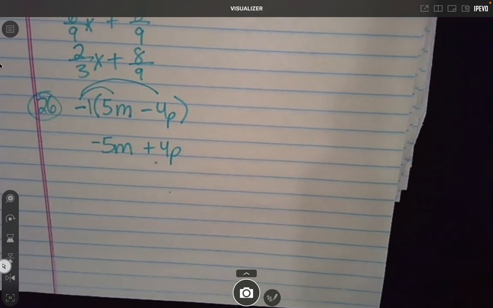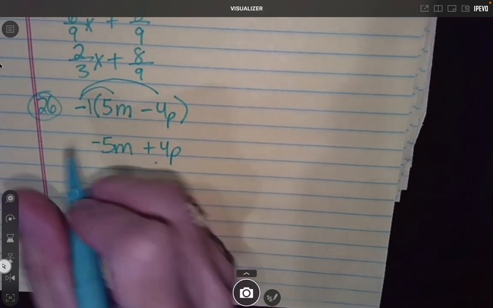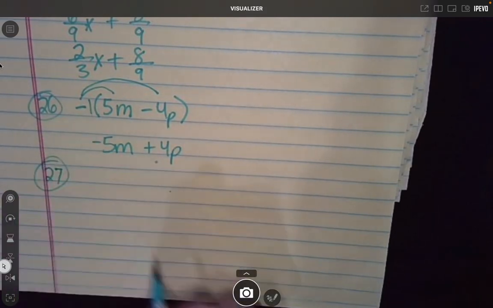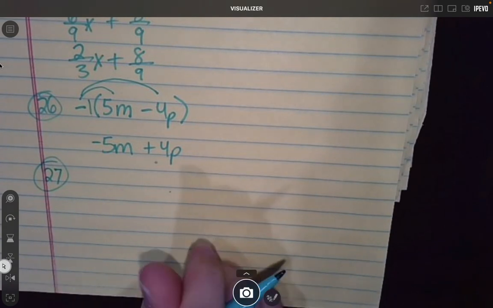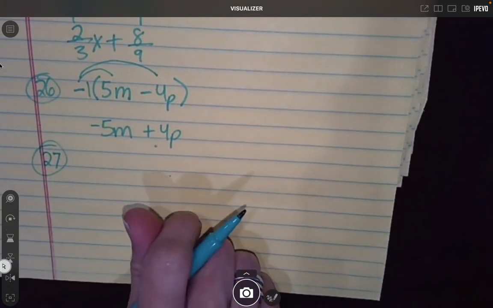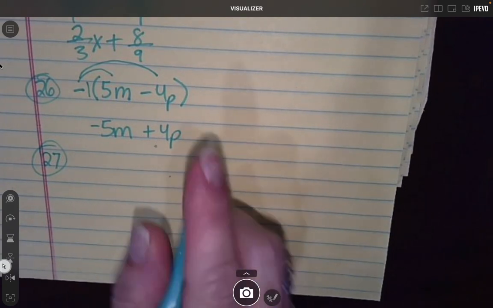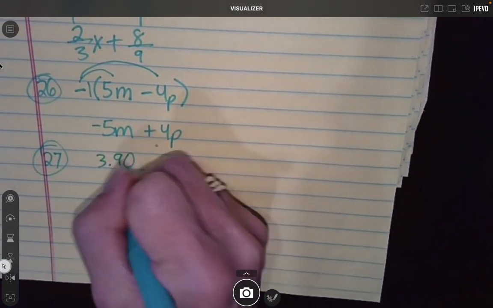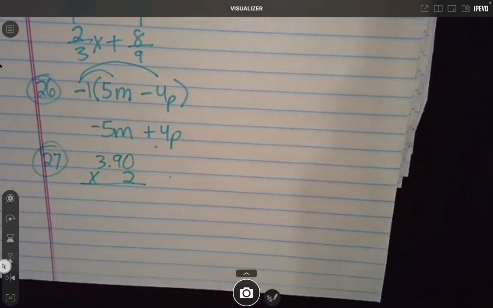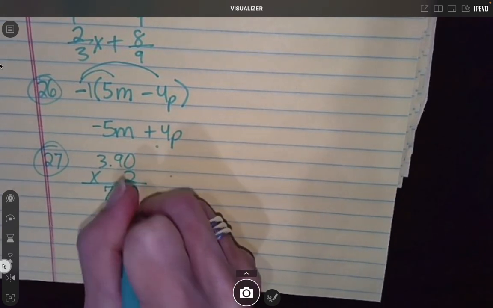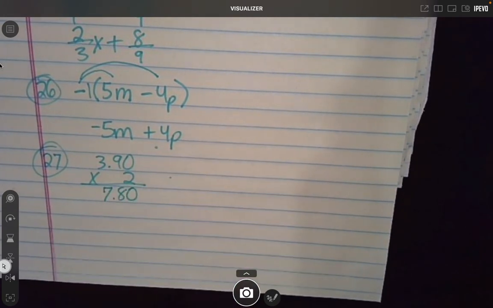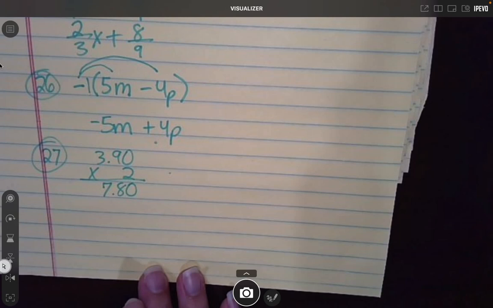Okay, are we ready for 27? Yep. All right, 27. It says magazines cost $3.90 each. What's the total cost of 2 magazines? What would you do on this one? You would multiply 390 times 2. It says use mental math, but you probably wouldn't. And I'm guessing what's your answer? B? Yep, $7.80. Most of you would just use your calculator. But that one is not on there.